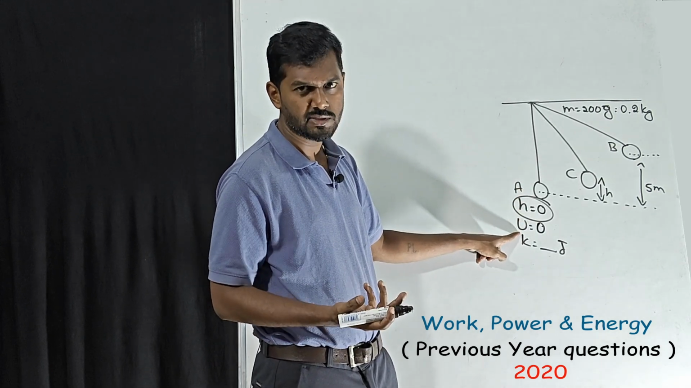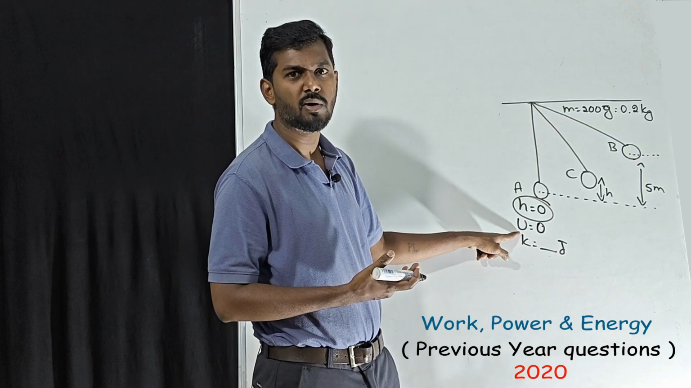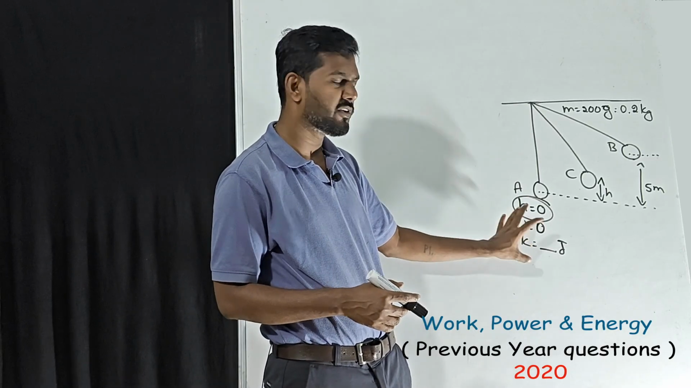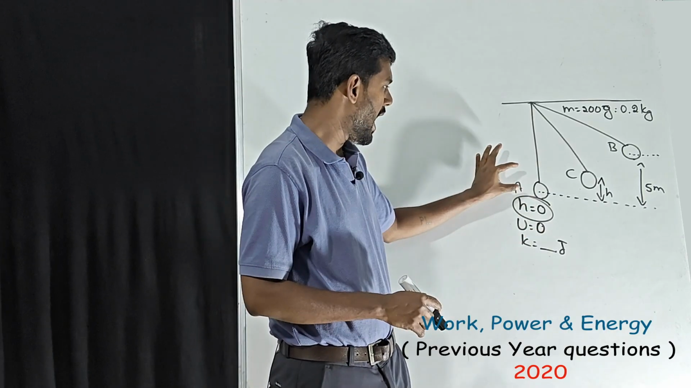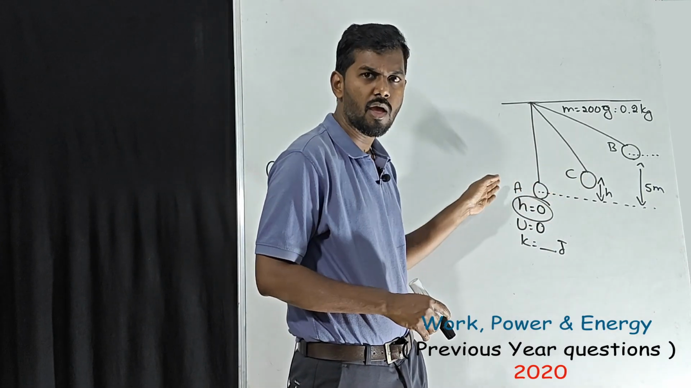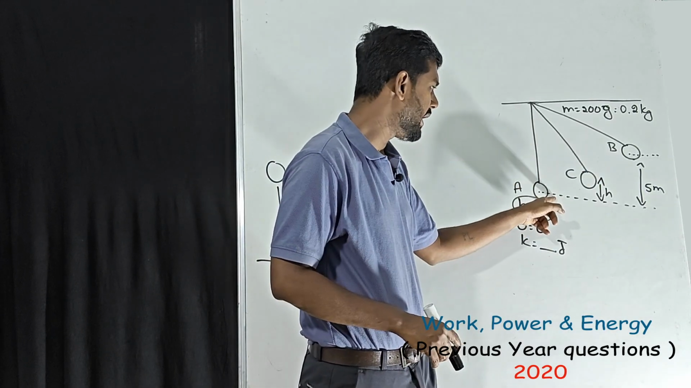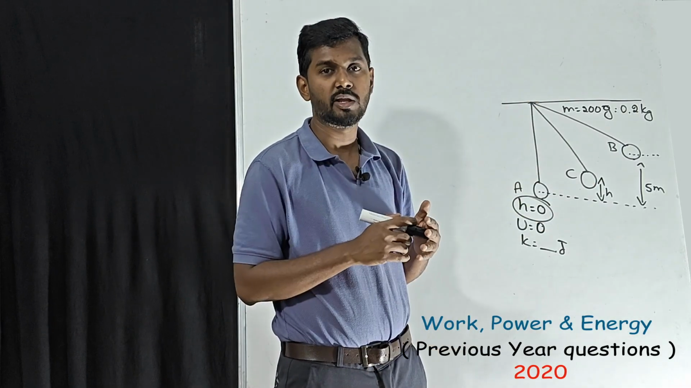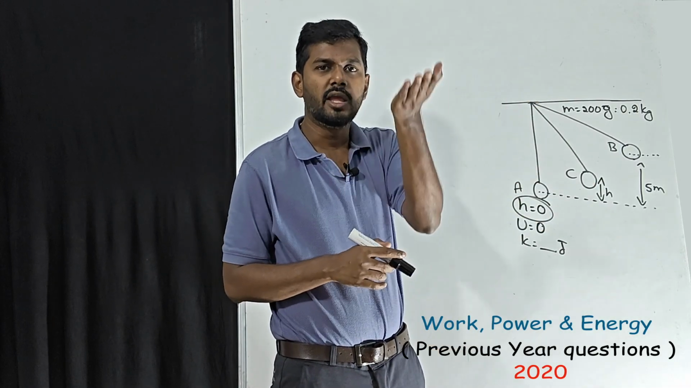U will be 0 because potential energy depends upon height. If height is 0, potential energy will be 0. Everything will be kinetic energy. As the bob rises up, it displaces, and the height keeps on increasing. If height keeps on increasing, potential energy keeps on increasing.